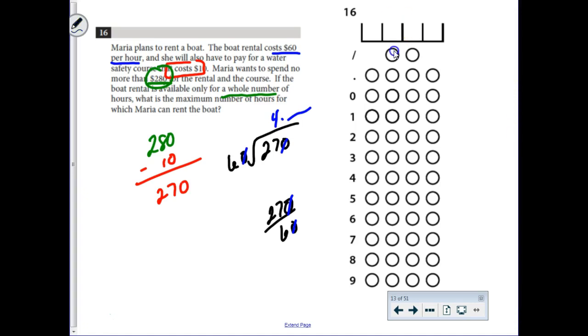Now, this is where kids panic if they've never seen this. They're like, well, what does that mean? It means literally you put 4 anywhere. Right here, 4. And then don't forget to fill in both parts. The box and the bubble are equally important.